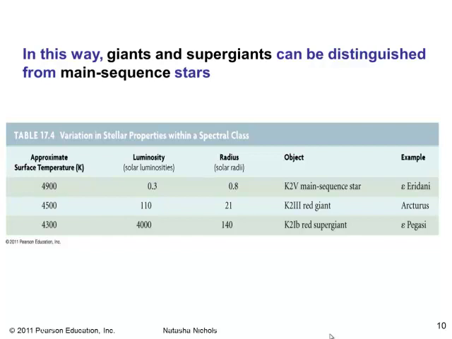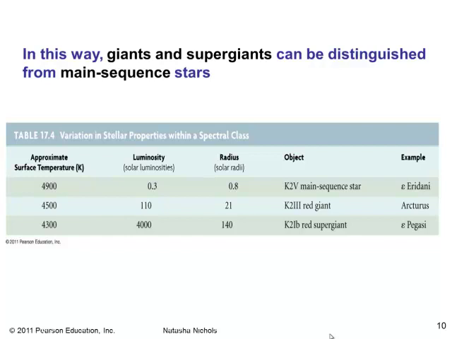stars. This table right here shows the variation in stellar properties within a spectral class. For example, an approximate surface temperature of about 4900 Kelvin corresponds to 0.3 solar luminosities, 0.8 solar radii, and a classification of K2 V, a main sequence star. And an example of that would be Epsilon Eridani.